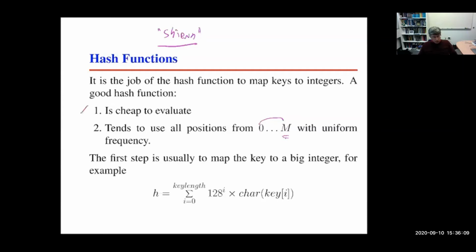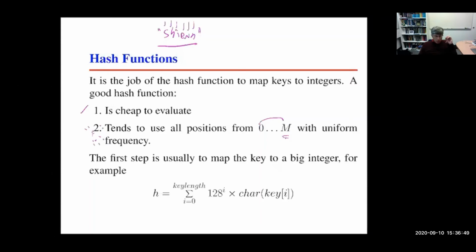It should be cheap to evaluate, meaning the time it takes should be linear in the size of my key. So if I have something that has n characters in it, it should take order n time to hash it. But if it's of constant size, like a typical name, that should be constant time. And it also uses all the values of the range from 0 to m with roughly equal frequency.